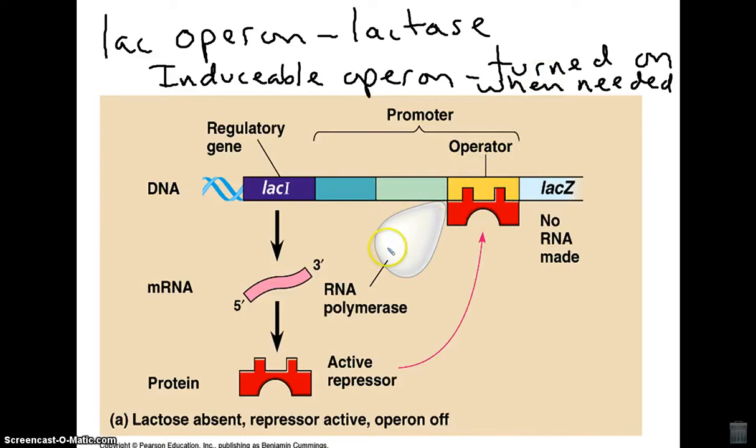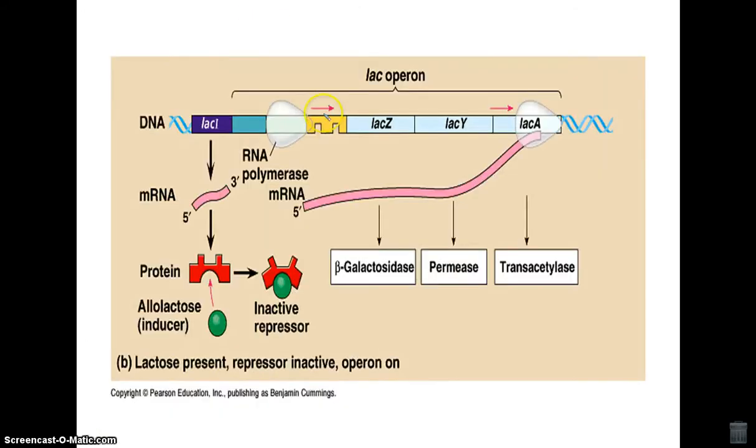In the case of lactase, when would we need it? Only when lactose is present. So in the example shown here, lactose is absent, so the repressor is active and no transcription takes place. If lactose is present, now it acts as an inducer. A form of it called allolactose will bind to the repressor. It inactivates the repressor. The operator is then free to have the RNA polymerase bind, and mRNA is transcribed, and the proteins are translated into lactase. So as long as lactose is present, we can produce that.